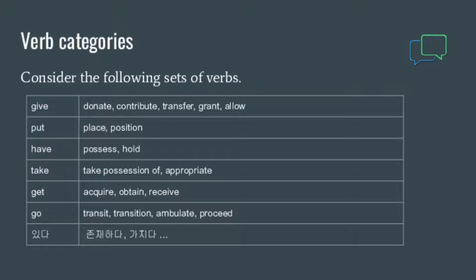I donated money to the charity. I donated the charity money. Can you do either one? Second one sounds a little odd. I contributed money to the charity. I contributed the charity money. Sounds odd. And again, that's because those have more specific meanings. And so there's certain meaning associated with different argument structures.